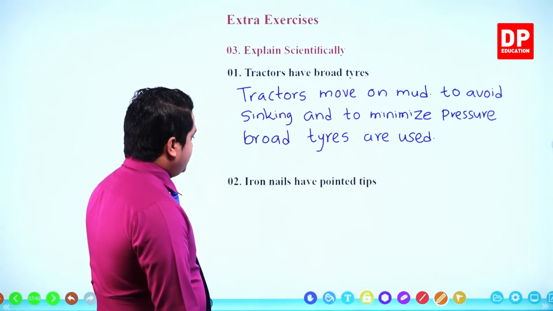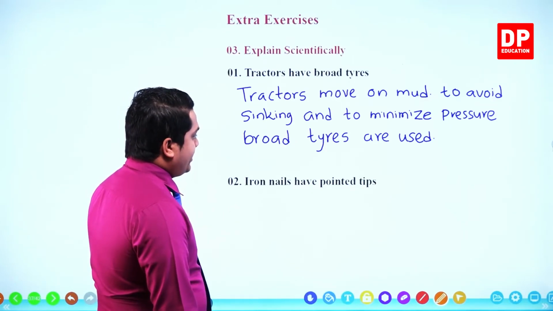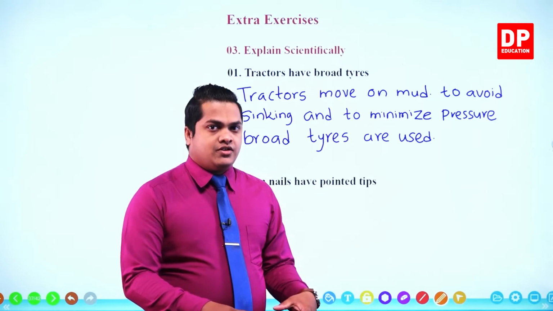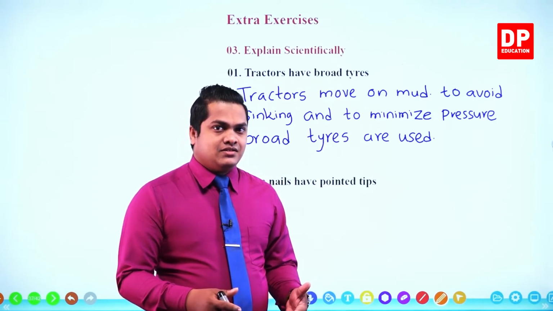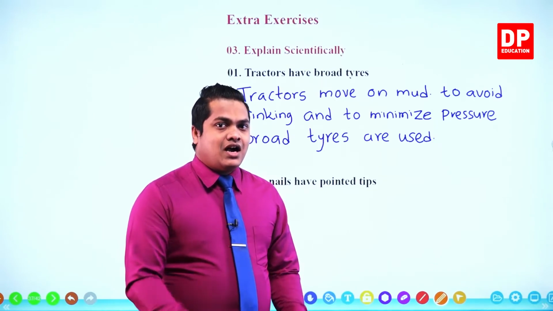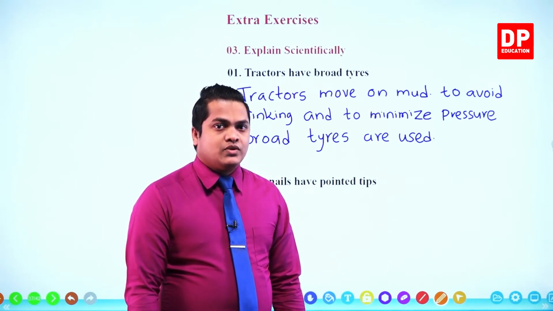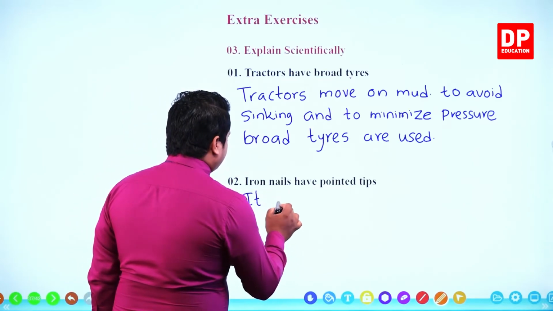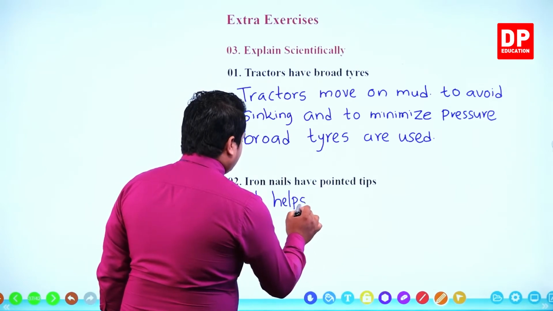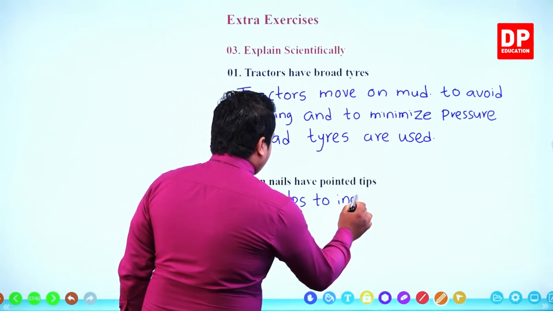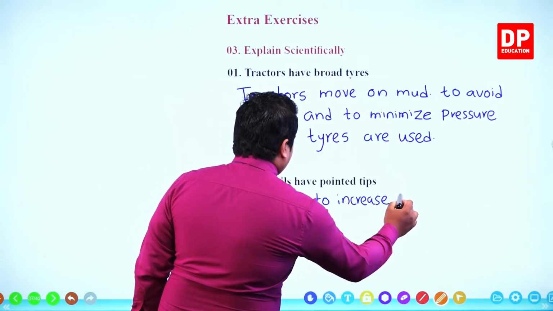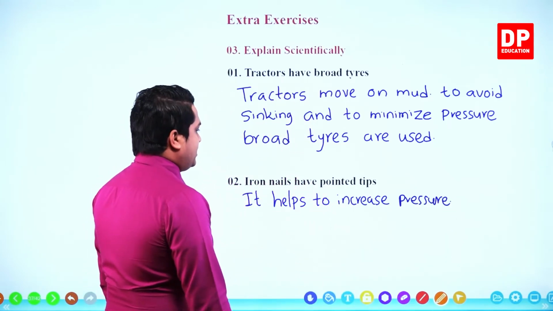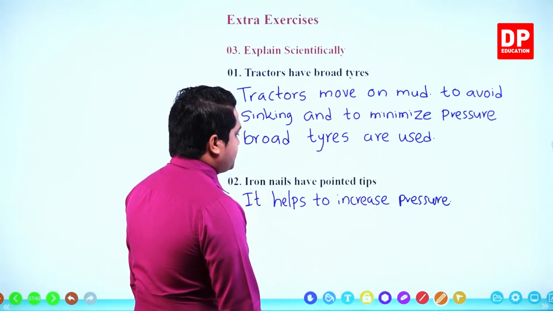Broad tires are used. Then the next one, iron nails have pointed tips. So upon having pointed tips, we can increase the pressure by decreasing surface area. So it helps to sink iron nails very quickly to a surface. Okay. It helps to increase pressure, right? It helps to increase pressure.